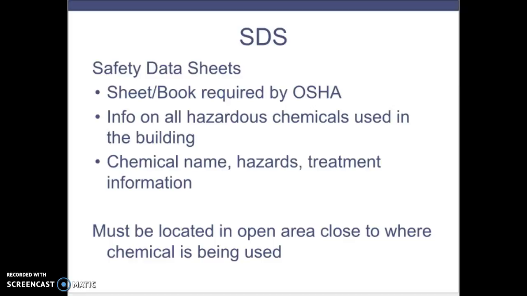Safety data sheets are a sheet or book required by OSHA. They have information on chemicals that are used in the building, chemical names, hazards, treatments, and information. They must be located in an open area where chemicals are being used. It may be interesting for you to either talk to your chemistry teacher or to your maintenance department to see actual SDS sheets that are tangible. However, we will provide you digital copies through this unit so you can see what they look like and really have a greater understanding of how to apply SDS sheets, as Assignment 3 relates directly to SDS sheets.